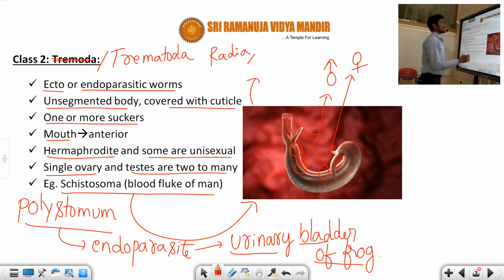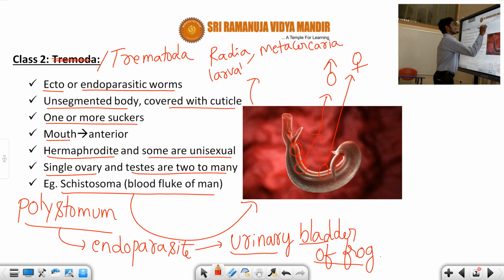Here the redia and metacercaria larval stages are absent. Metacercaria, the metaredia and metacercaria larval stage, absent. This is a very important point, student.